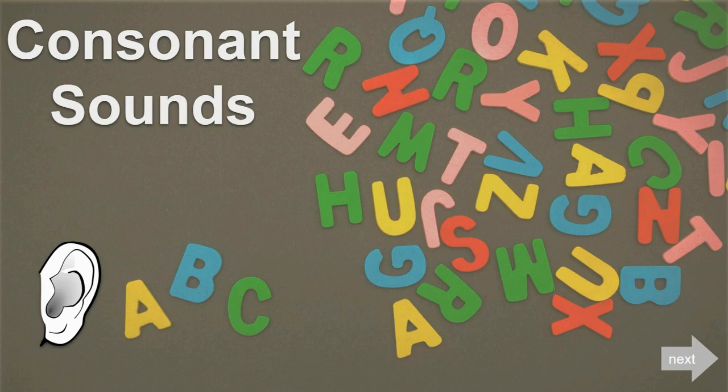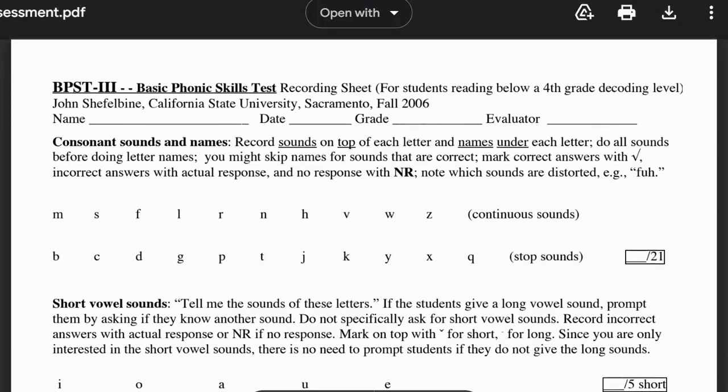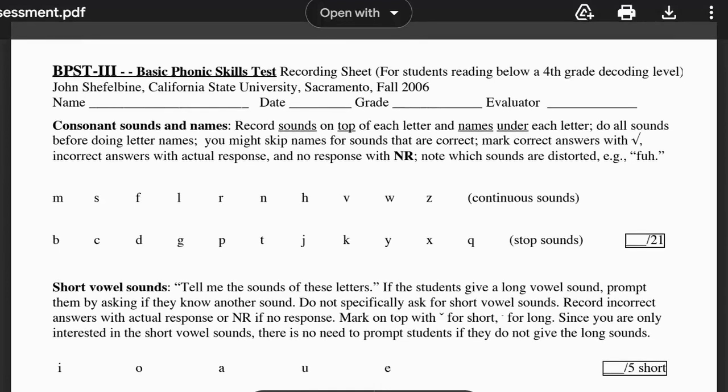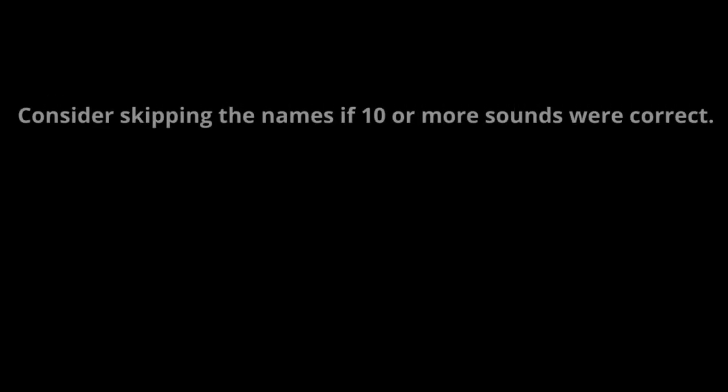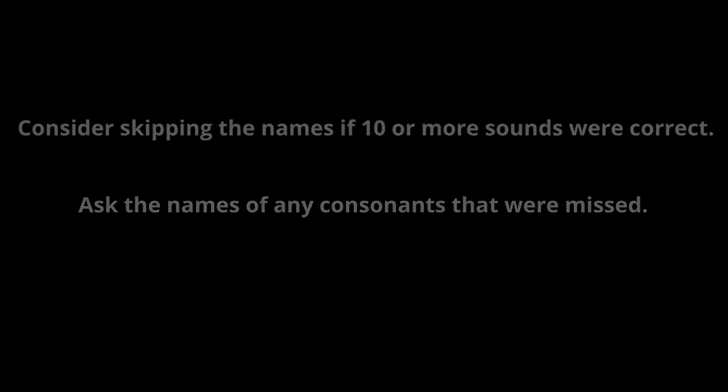Say, "Tell me the sound of each of these letters." Record their responses as directed. Note distorted sounds, for example, "fuh" for f, but still count them as correct. After covering all of the consonant sounds, consider skipping their names if 10 or more sounds were correct, but ask the names of any consonants that were missed.